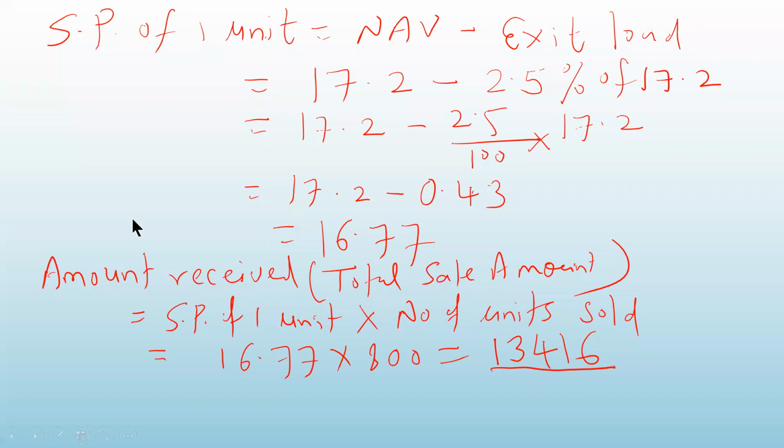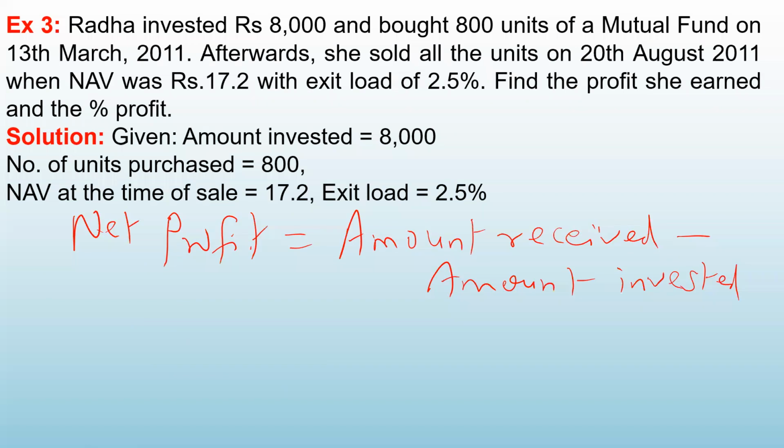Okay. Now you know the amount received and you also know the amount invested. So you can find the profit. So what is the profit? Therefore, profit is equal to amount received minus amount invested.